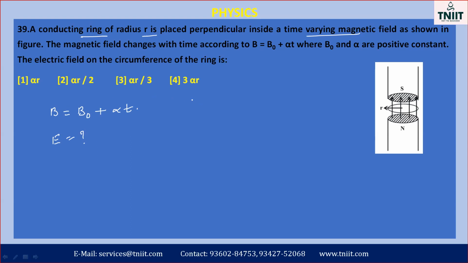So how to write the flux? Flux is magnetic field into area. And you know that EMF induced is the rate of change of flux, d phi by dt. So what is the electric field on the circumference?